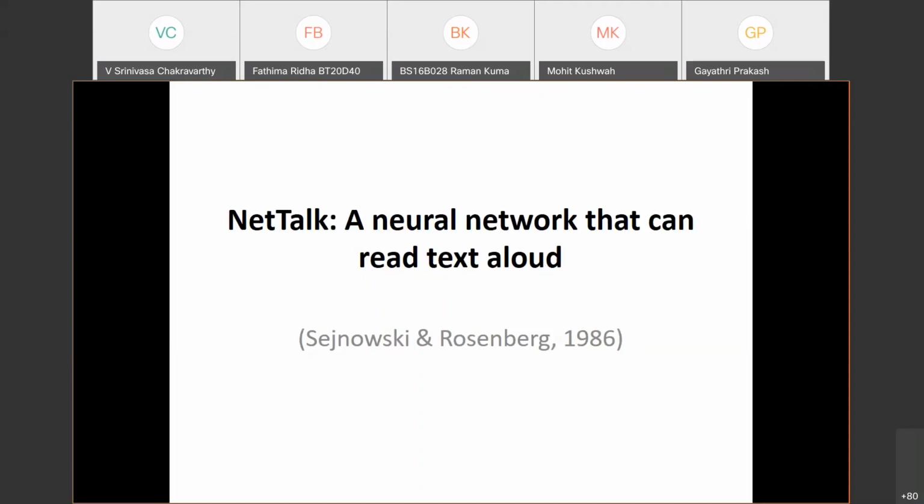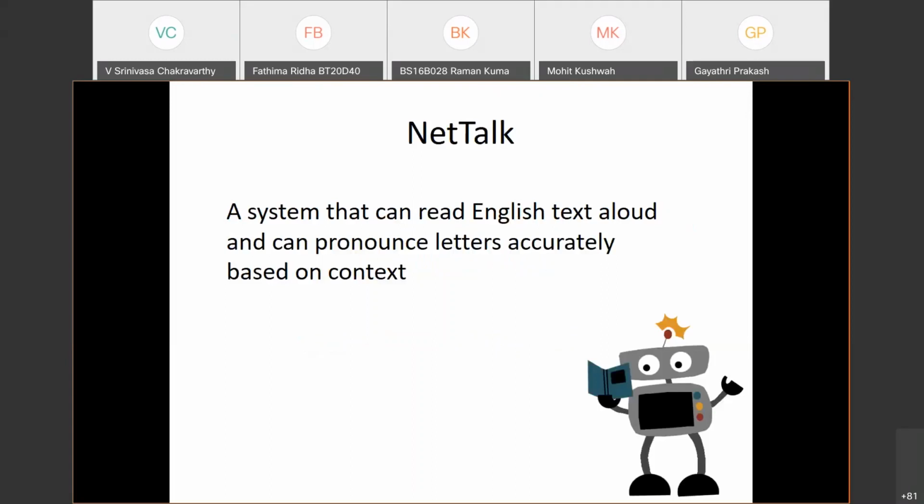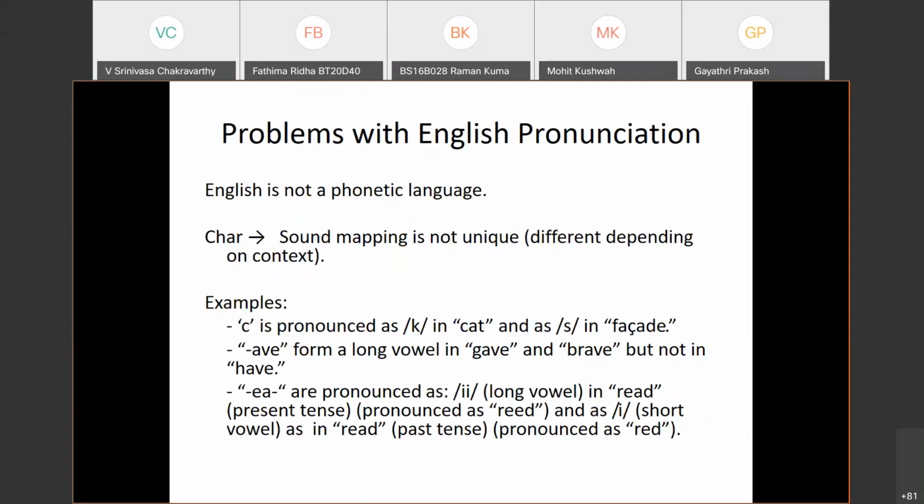Okay, so then let's look at NetTalk. This is again a network MLP that is trained to read text aloud. This network was trying to read English text aloud, and it can pronounce letters accurately based on context. Because the problem with English is this problem doesn't arise as much in Indian languages.